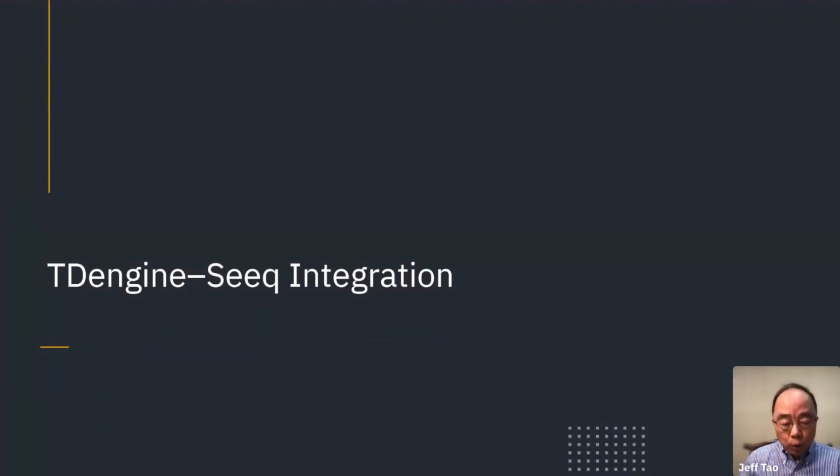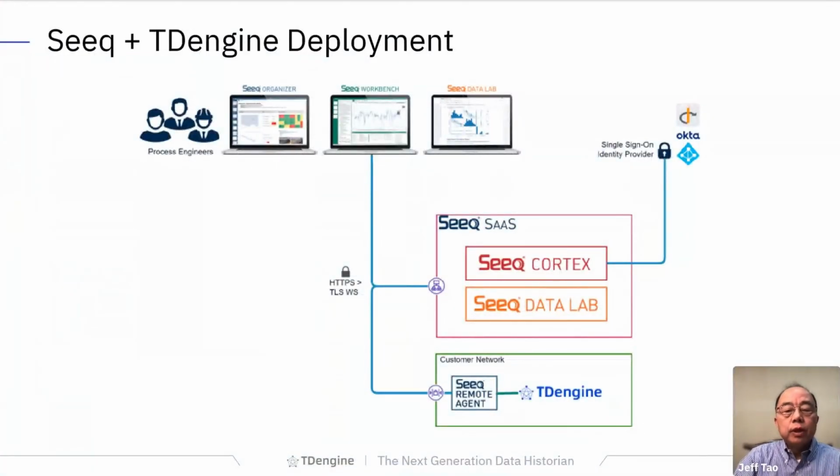Now, I want to talk a little bit about the TDengine Seeq integration. First of all, Seeq supports a variety of data sources, including standard SQL, and TDengine supports standard SQL, so TDengine can be integrated with Seeq seamlessly. You just need to pick the SQL connector, that's it. So Seeq doesn't do anything specific for TDengine, and TDengine doesn't do anything specific for Seeq. It can be integrated. How perfect, right?